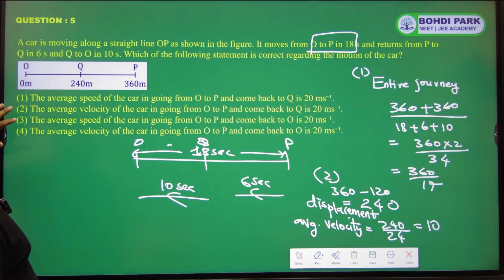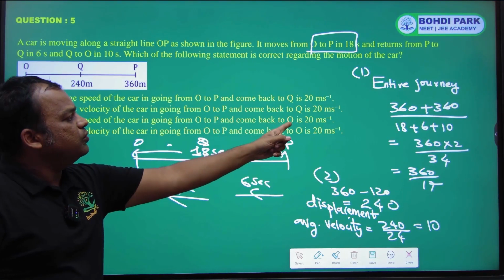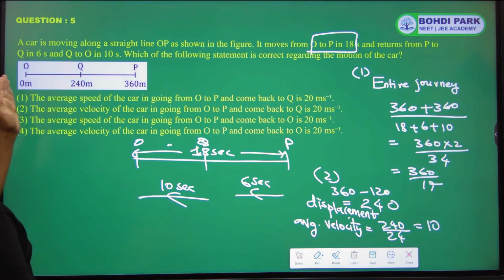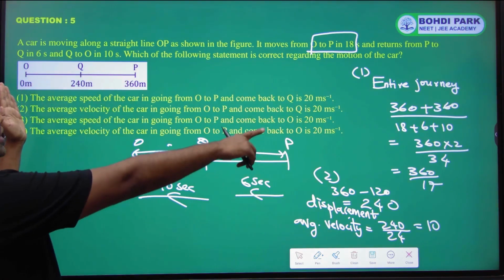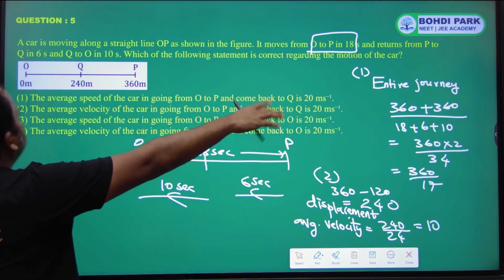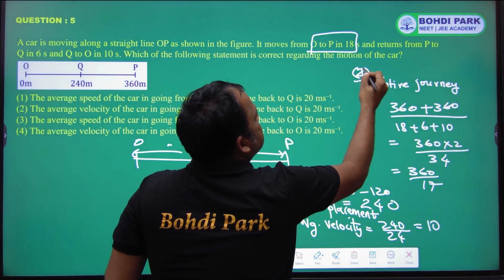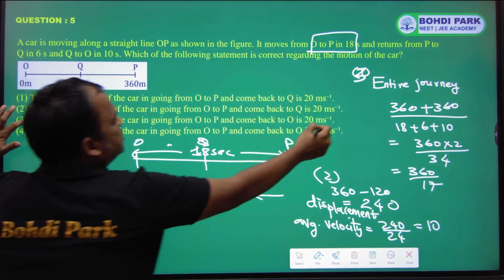Now come to the third. Average speed of the car in going from O to P and come back to O. That we have found actually. Okay, this is the third option we are checking. So that is not 20. So the third option is wrong.